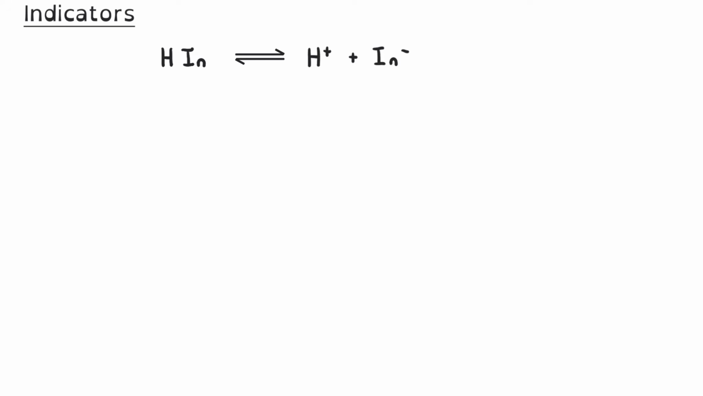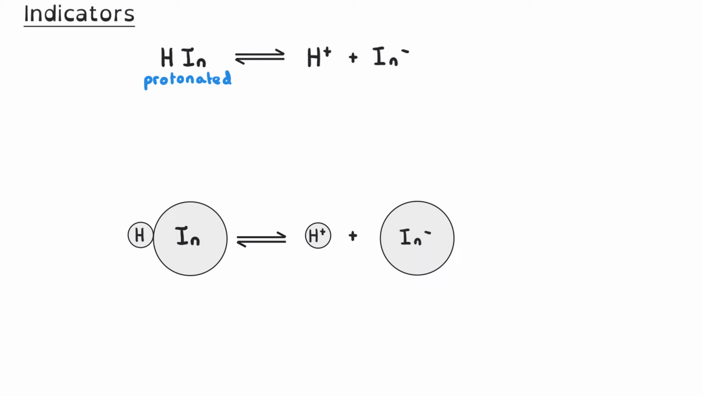Indicators are often weak acids that change colour based on the pH of a solution. This happens because they exist in equilibrium between two forms. First of all, we have the protonated form, which is typically shown as HIn, where H is the proton that the indicator could donate, and the In is symbolising the rest of the indicator. And on the other side of the equilibrium, we have the proton that has been donated, and we have the In-, which is representing the deprotonated form of the indicator.